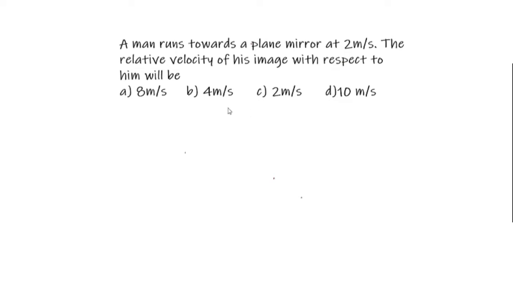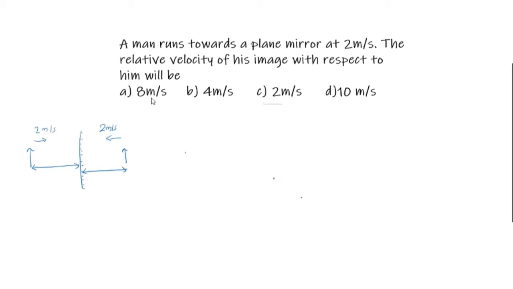Now, on seeing this question at first, we see that for a plane mirror, the object and image are always at the same distance from the mirror. So the distance from the object to the mirror is equal to the distance from the image to the mirror. That means if the object is moving with a speed of 2 meters per second, the image should also move with a speed of 2 meters per second. Okay. So by looking at the question first, we will see that the answer should be 2 meters per second.